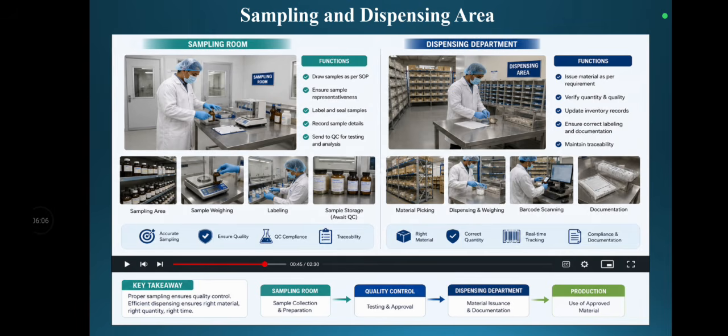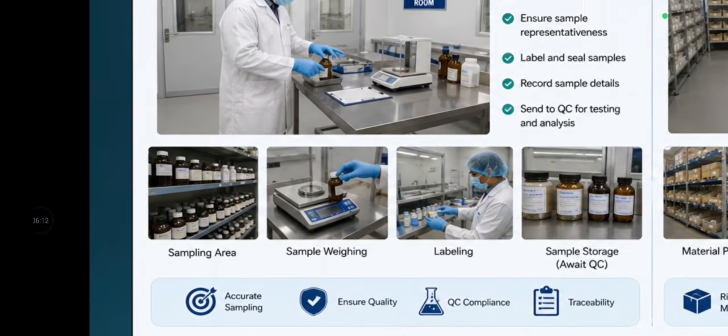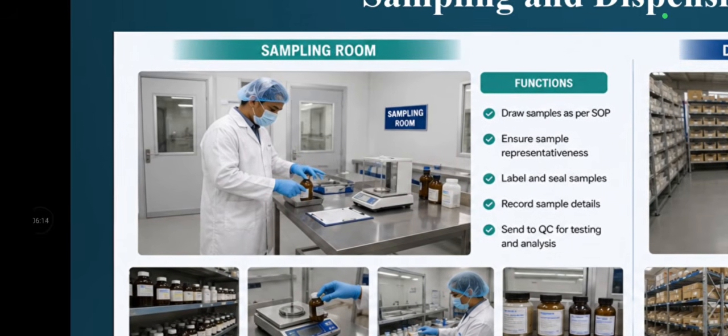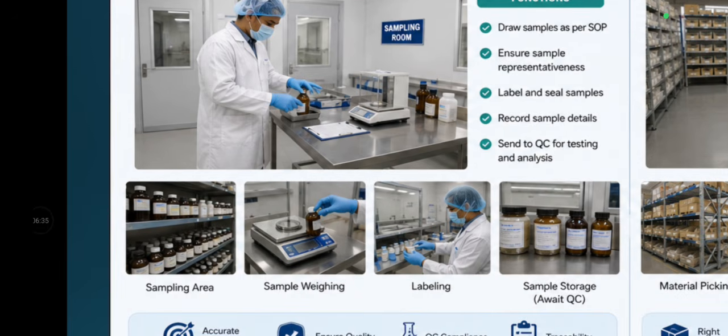So next is the sampling and dispensing. There are two different areas where the sampling room should be available in the pharmaceutical plant. Sampling means drawing samples as per the SOP. Ensure the sample is representative, then label and seal the samples, and record the sample details: batch number, size, material name, etc. Then send to the QC for testing. So this is the process.